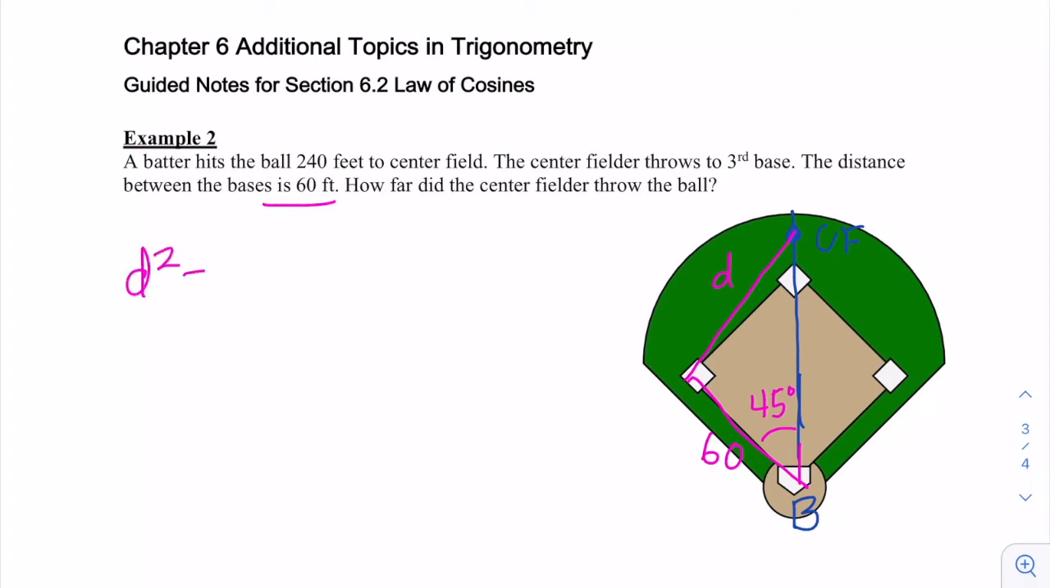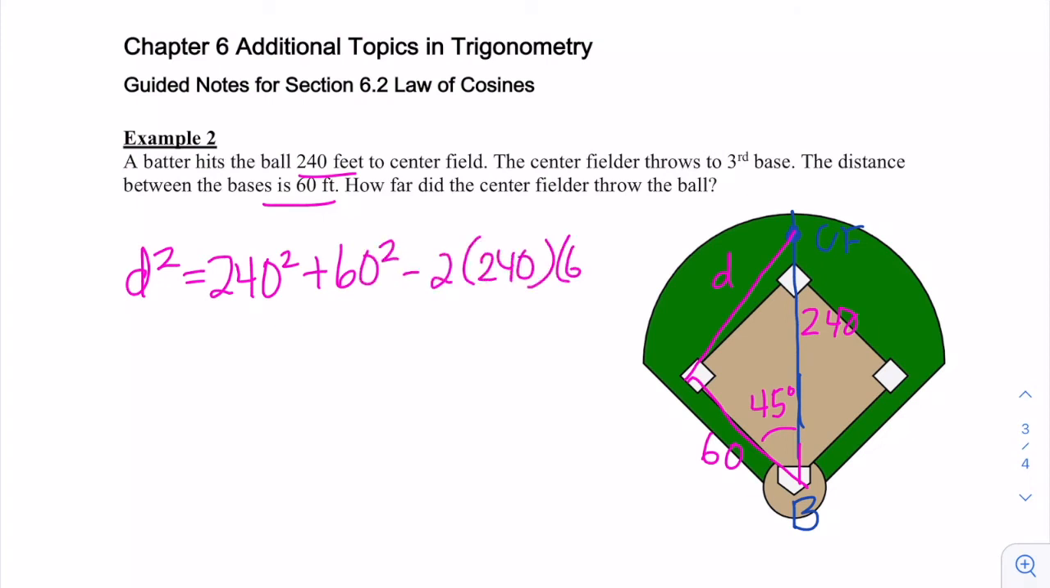So d squared would be equal to 240 squared, let me write that down because we're given that distance, plus 60 squared minus 2 times 240 times 60 times cosine of 45.